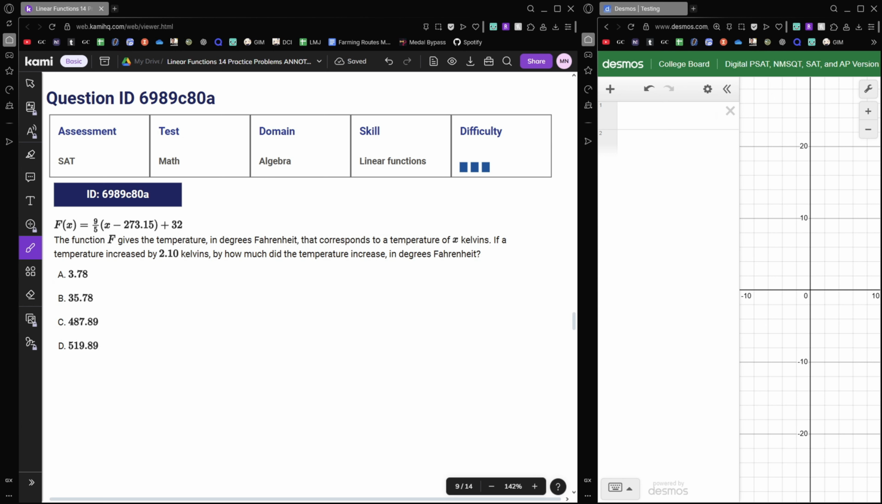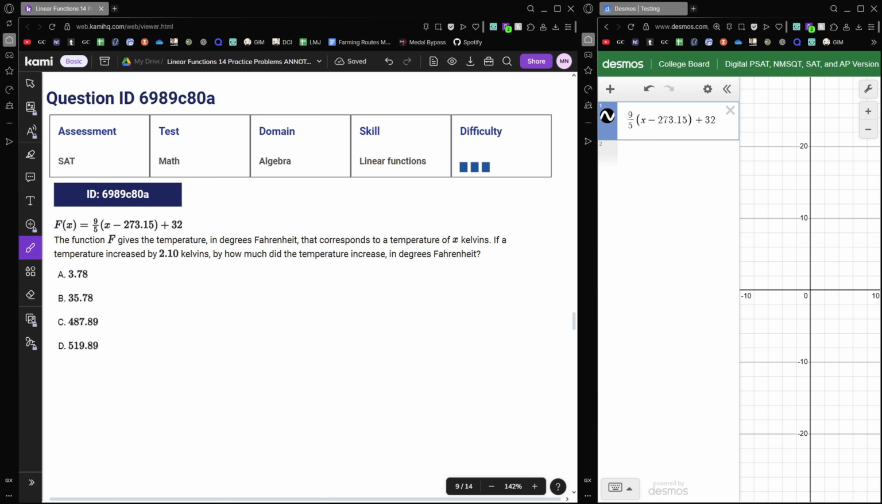Question number 9. The function f gives the temperature in degrees Fahrenheit that corresponds to a temperature of x kelvins. If a temperature increased by 2.1 kelvins, by how much did the temperature increase in degrees Fahrenheit? So this is literally the exact same problem as something we just had, except instead of increasing by 9.1 kelvins, we're increasing by 2.1 kelvins. So first up, let's put this equation into Desmos.